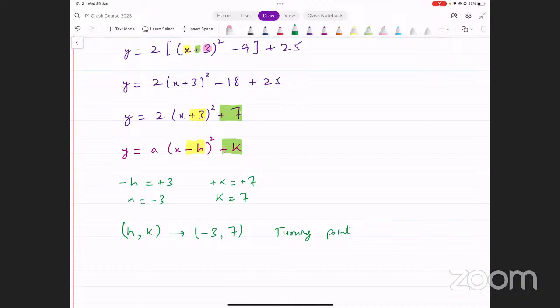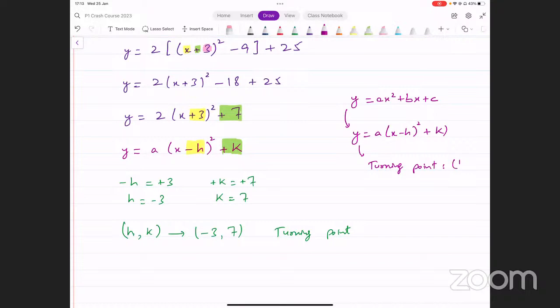So what we're doing is we had something in this form initially. We had y equals ax squared plus bx plus c. This was the expanded form, the standard form that we got for a quadratic function. What we did here was convert this to the completed square form, which turned out to be a into (x minus h) whole squared plus k. In this form, the turning point is given by h and k.